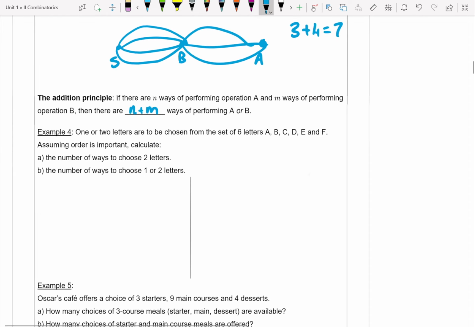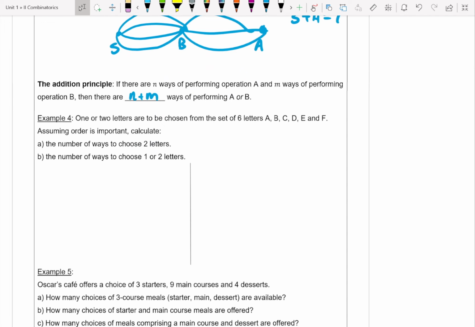So let's look at example 4. 1 or 2 letters are to be chosen from the set of 6 letters A, B, C, D, E, and F. Assuming order is important, calculate the number of ways to choose 2 letters. So, the number of ways to choose 2 letters is going to be based off our blocks that we were looking at earlier. I have 1, 2, 3, 4, 5, 6 different options from A to F. And then I have one less option for the second number, so that is going to be a total of 30.